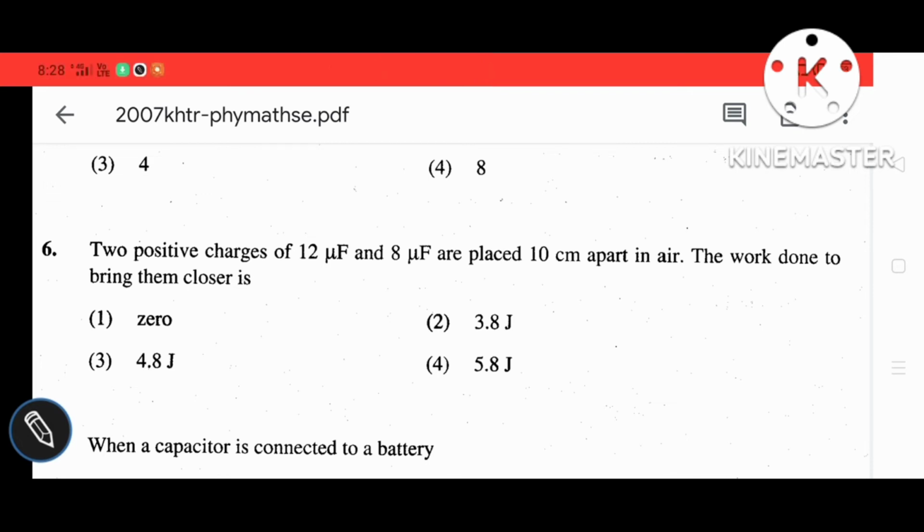Actually this problem contains another numerical value, that is bring them 4 centimeter closer. That is missing, I suppose. So if that is the case, then this will be a grace mark question. If you solve it, you can get the value as 13 joules. Okay, so let us not solve this.